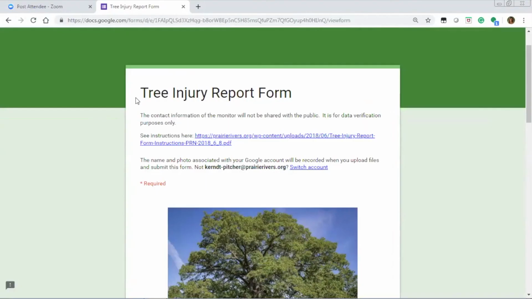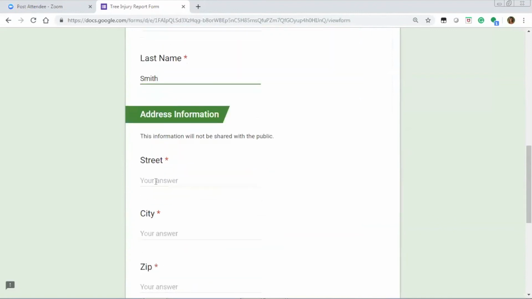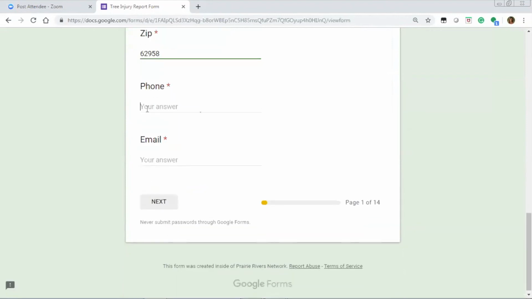Okay, so here we are at the tree injury report form, and we're going to enter a fictitious monitoring report for a Jane Smith. So we're entering in the personal information, and you can note here that the fields with the red asterisk you have to fill out in order to move on to the next page in the form. That is required information. Enter in the email and click Next.